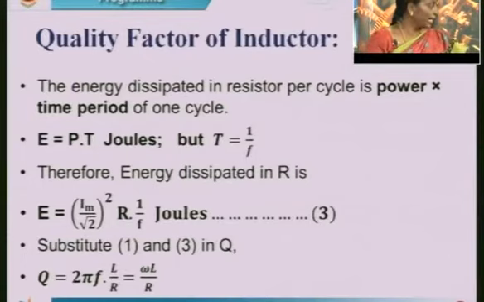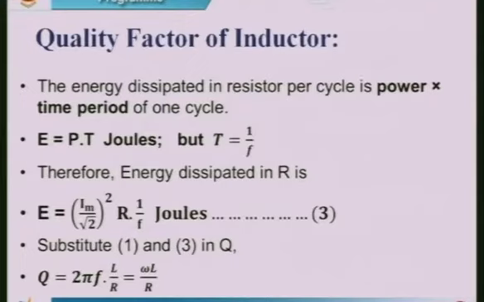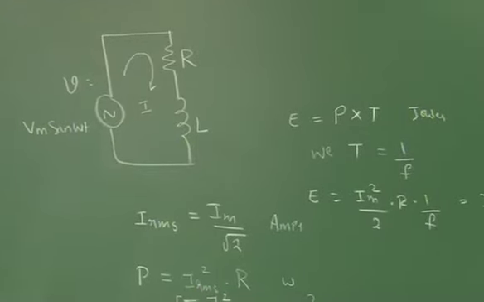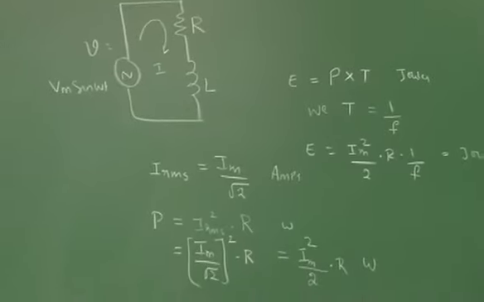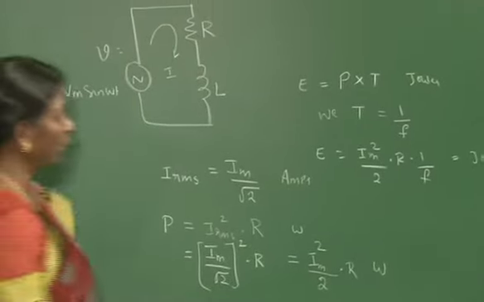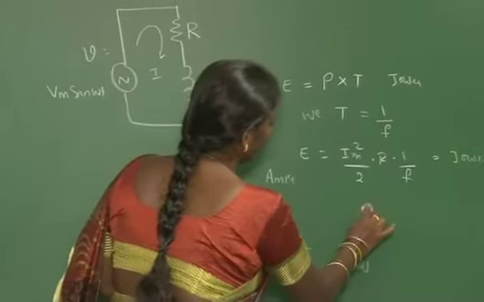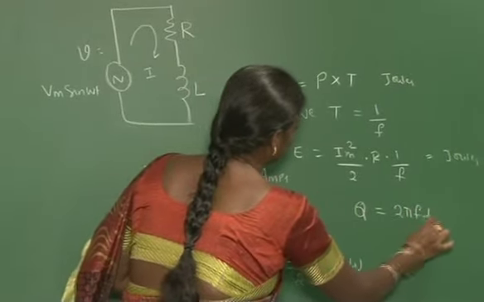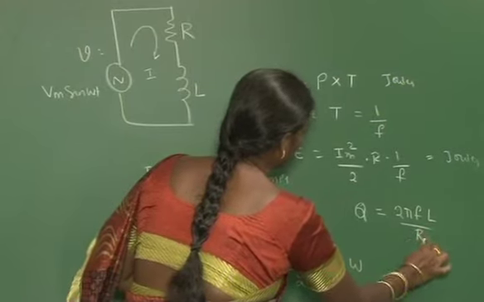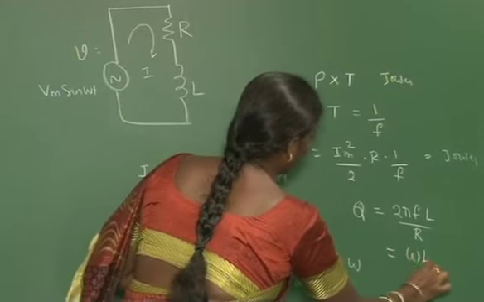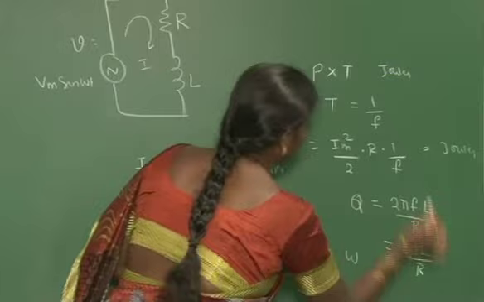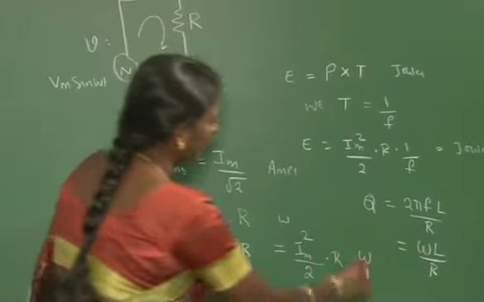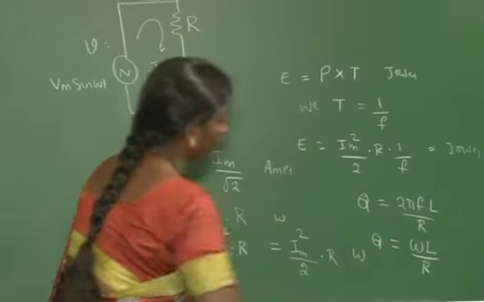After substitution and simplification, Im square by 2 gets cancelled in both the equations, and we are left with the quality factor as 1 by 2 pi FL, that is omega L by R. This is the equation for the quality factor of an inductor.